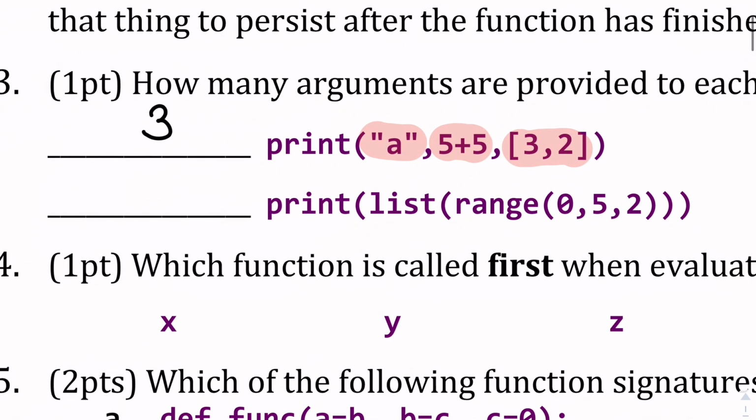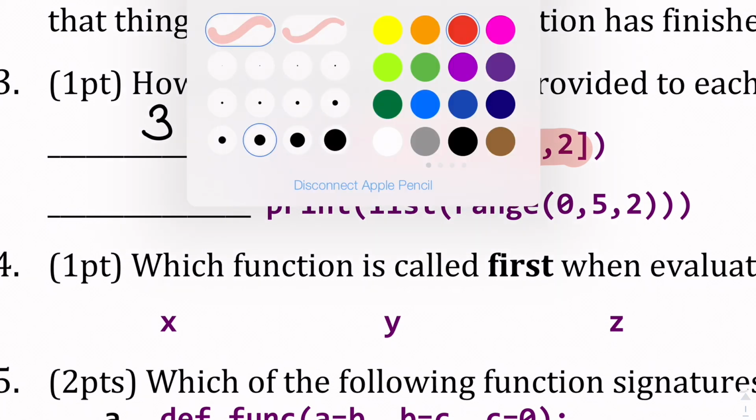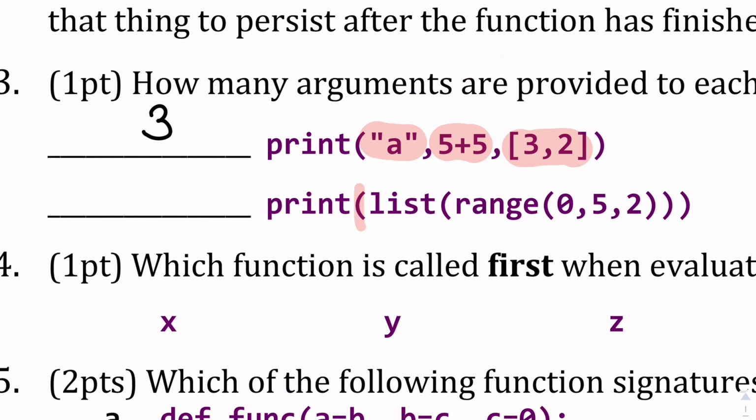For the second one, print list range 052. Well, everything in this paren and then this paren will be the arguments to the print function. So notice there's no other commas that appear outside of other functions or other brackets. So that means there's really only 1 argument to this function, and that's this call to list that transforms this range into a list. So there's only 1.